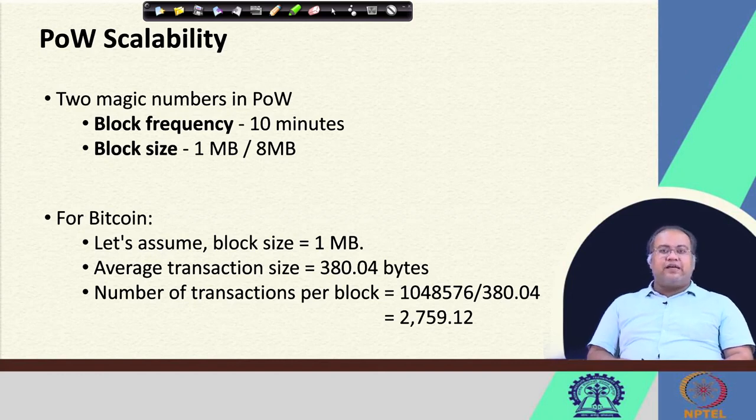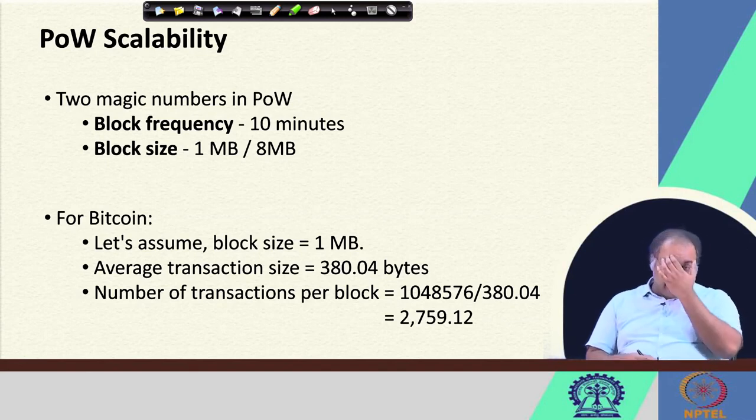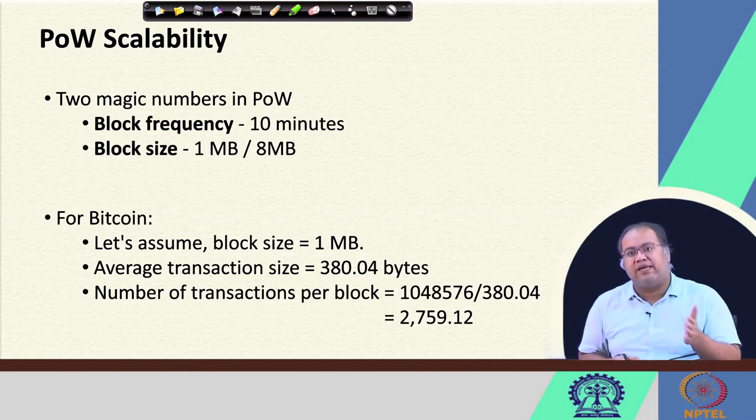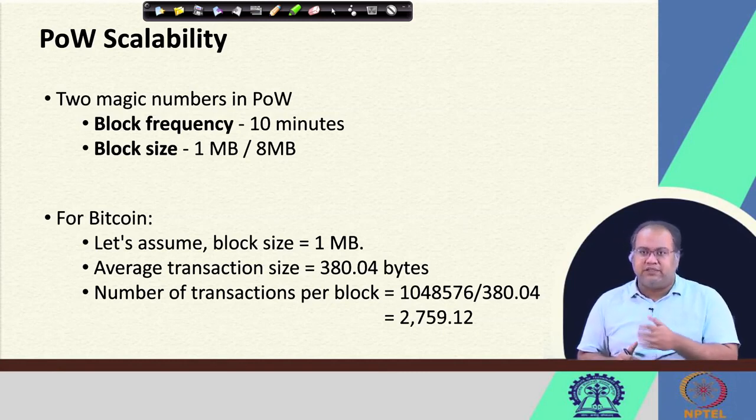Now, for Bitcoin, let us try to do a calculation. Let us try to do the calculation with a simplistic assumption. First, let us assume that the block size is 1 MB. That means the historical Bitcoin. If you just go to 8 MB, you will find out the updated transaction throughput, and again you will see it is not much more.